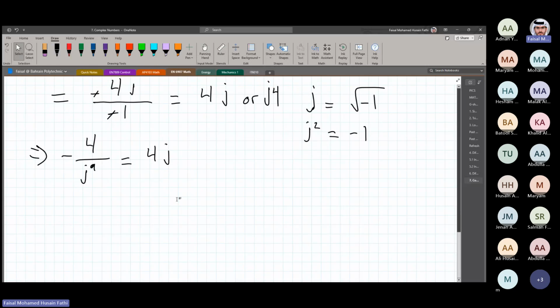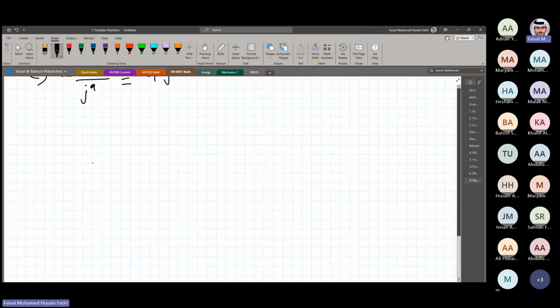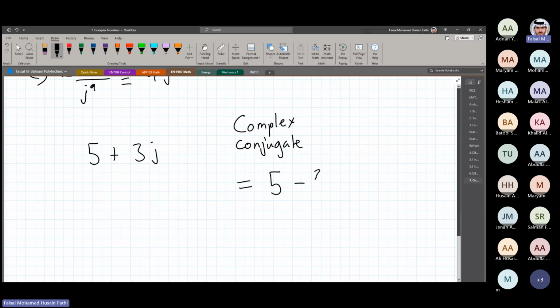If you remember from MATLAB, if we had something like 5 plus 3j, what is the complex conjugate of this? What is it equal to? It's equal to 5 minus 3j. We are just going to flip the sign of the imaginary part, which is 3j in this case. This is called the complex conjugate.